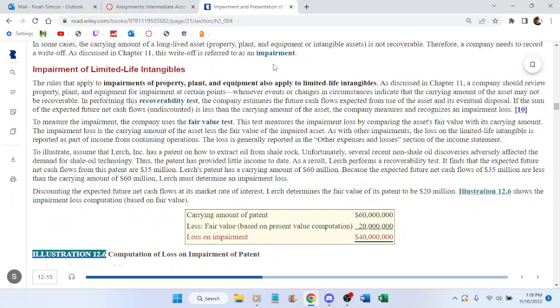As with other impairments, the loss on the limited life intangible is reported as part of income from continuing operations. The loss is generally reported in the other expenses and losses section of the income statement.